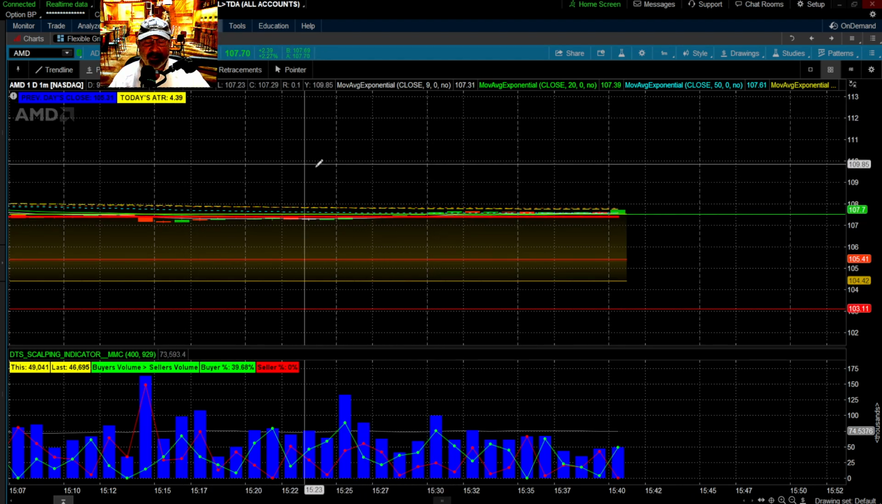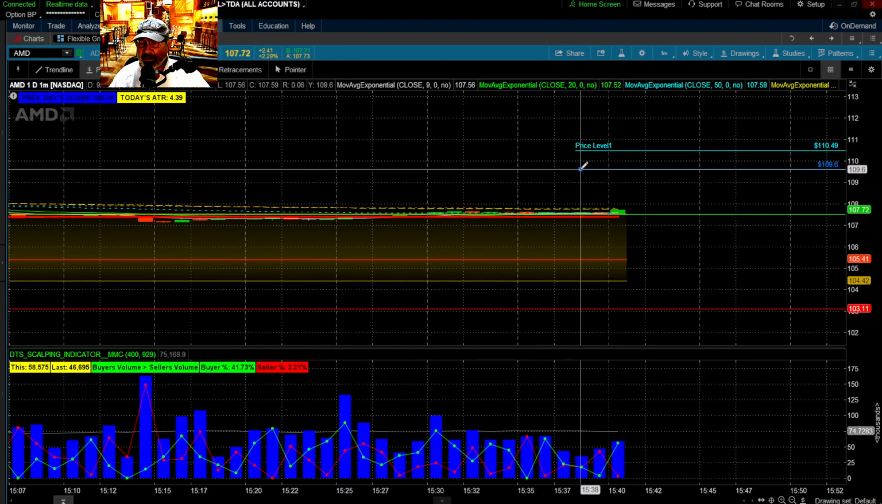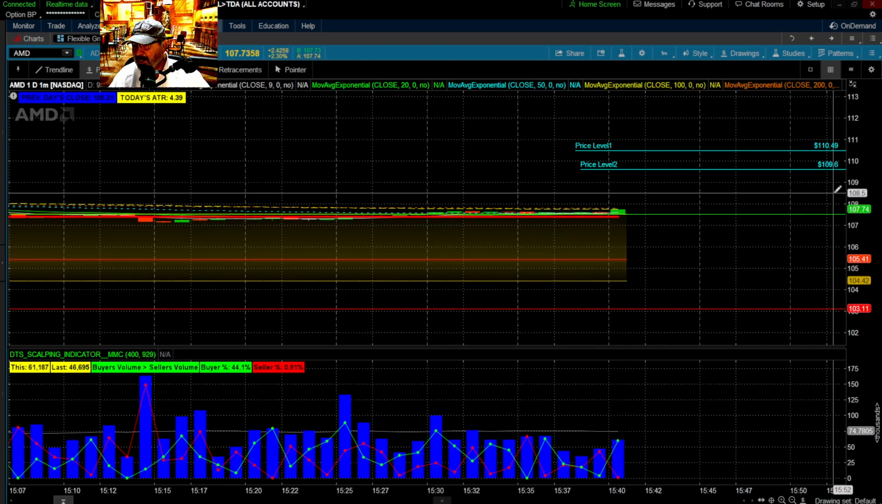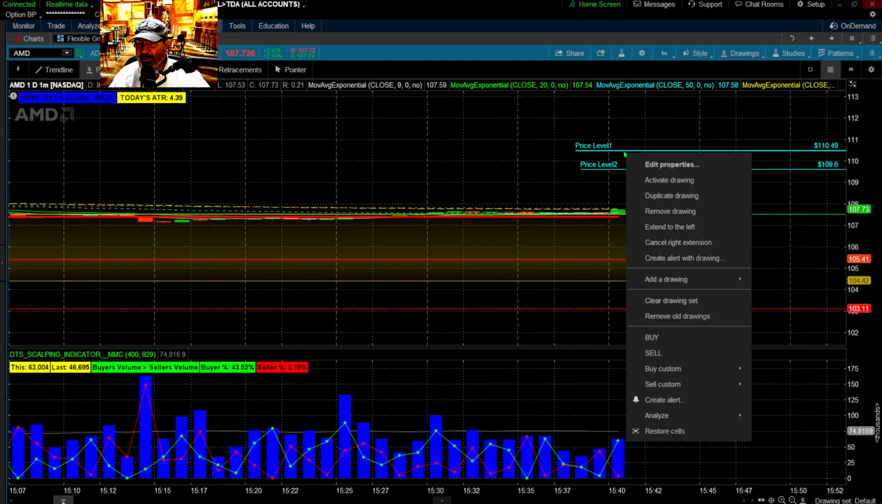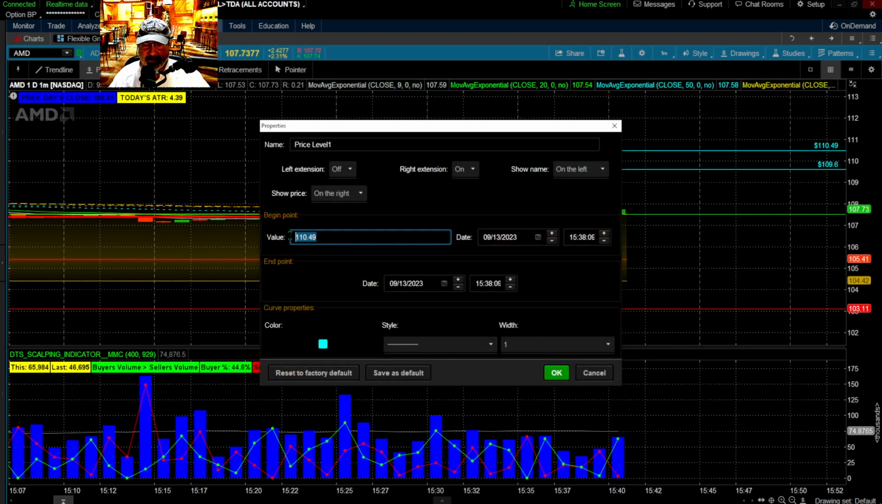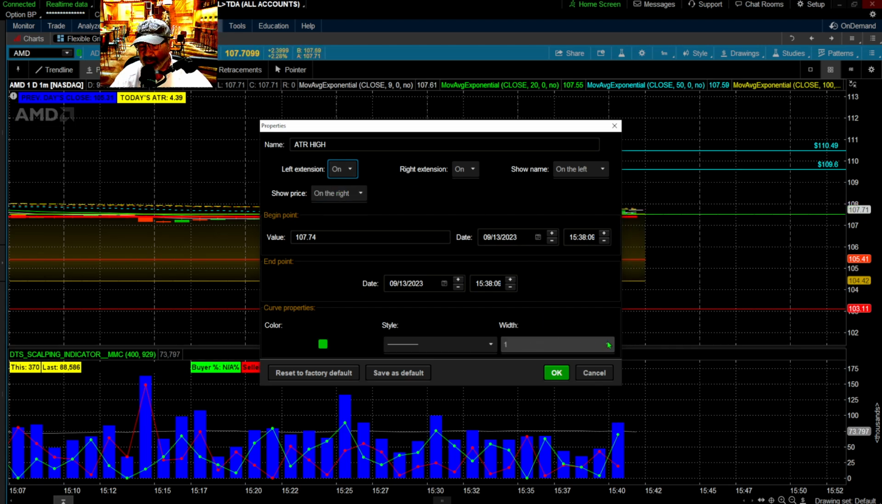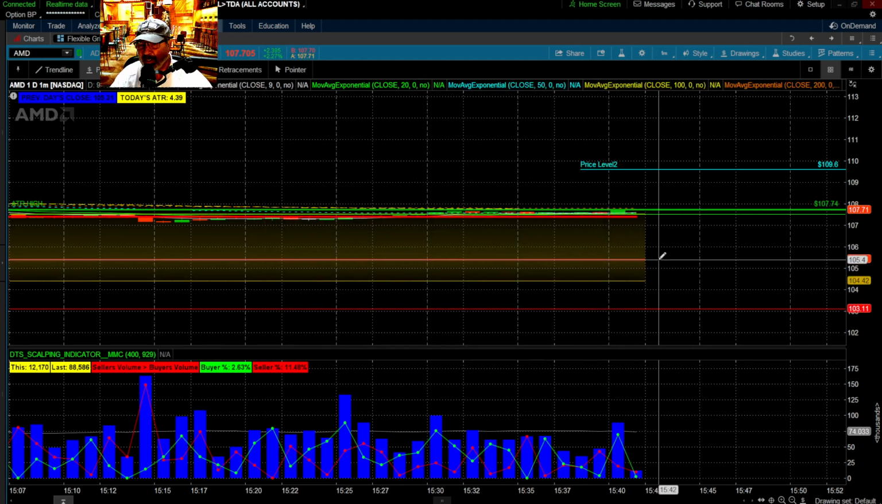So the first thing we want to do is create the ATR to go all the way across. If you look at the ATR, it's 107.74. So let's edit this line, 107.74. That's going to be our ATR high, so we're going to call it ATR high, not a cap. We're going to make that green. We're going to make sure it's extended to the left. And I'm going to go ahead and triple wide that so it's nice and clean. And then say okay, so there's your ATR high.